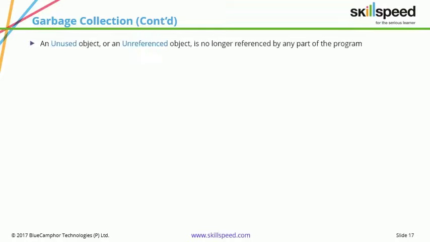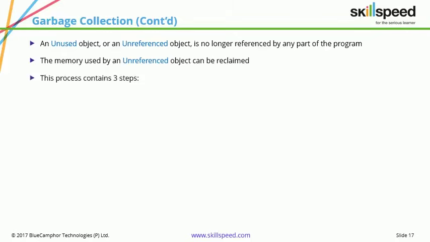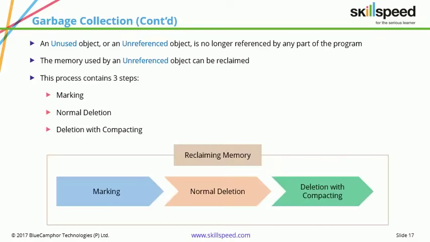Whenever you have an unused object or an unreferenced object which is no longer referenced by any program, the memory used by the unreferenced object will be reclaimed. How is it done? There are 3 steps. The first one is marking, the second one is called normal deletion, and the third one is called deletion with compacting. How do you reclaim memory? You can see the flow where we have the marking, normal deletion, and deletion with compacting.